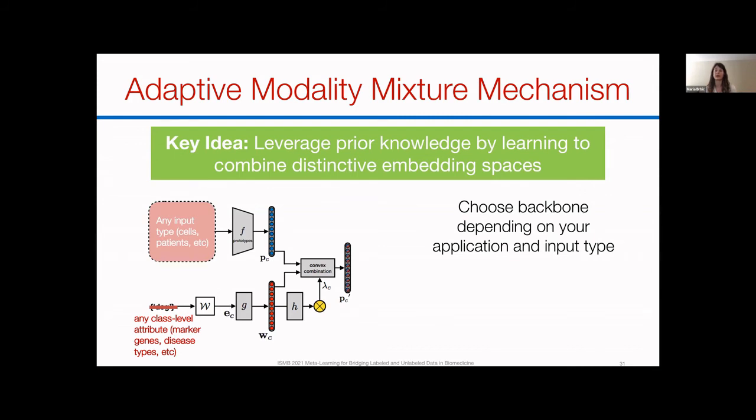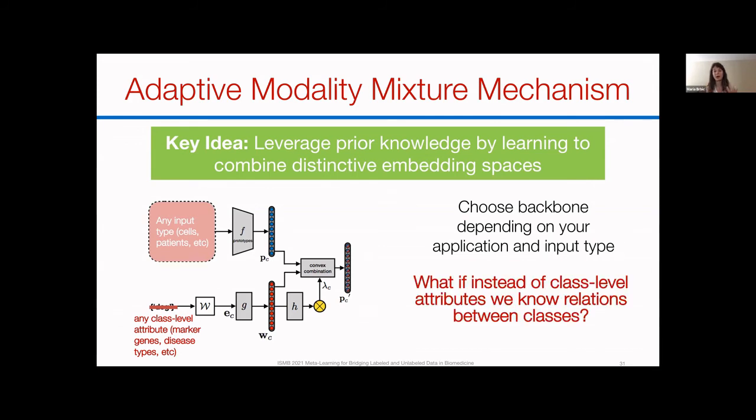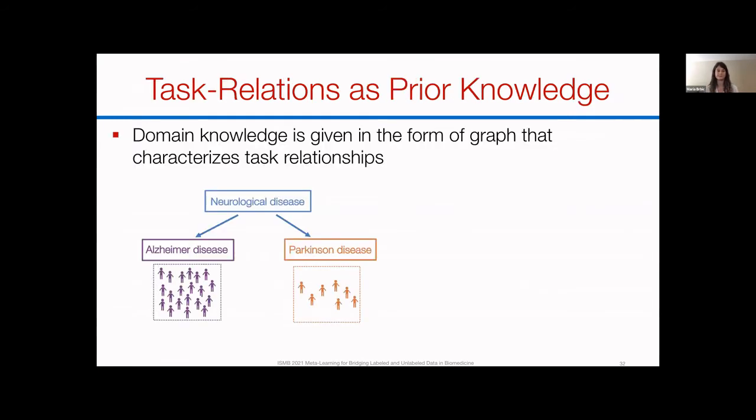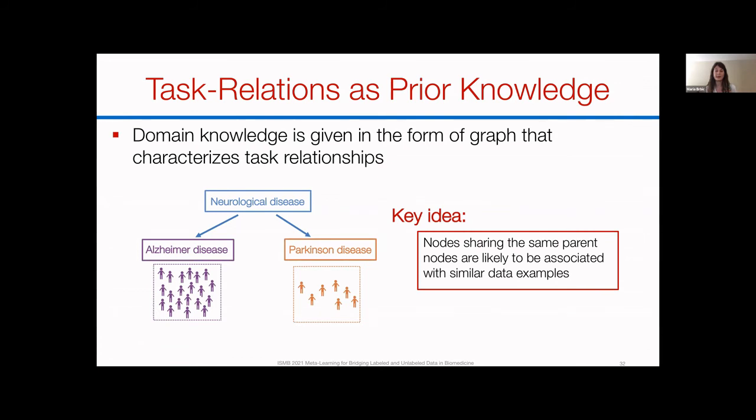And now when we understand how to handle class level attributes, let's see what we can do when, instead of the class level attributes, we have relations between the classes as the background knowledge. So domain knowledge might be given in the form of a graph that characterizes task relationships. So for example, if a model learns how to detect Alzheimer's disease, one can imagine that it is easier to modulate it to detect Parkinson's disease than some other less related disease. So the idea here is that the nodes which share the same parent are likely associated with similar data points. And by exploring these relations in our model, we could improve performance, hopefully, in the low data regime tasks.